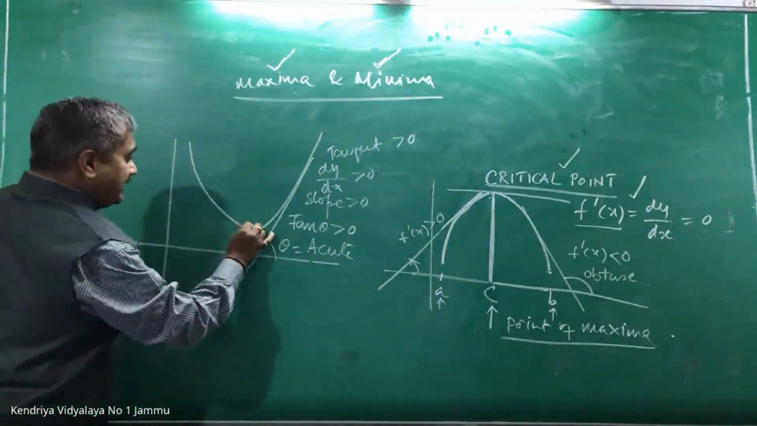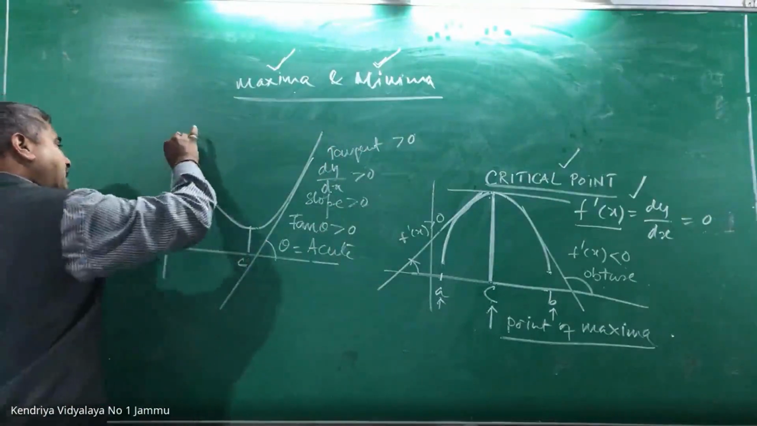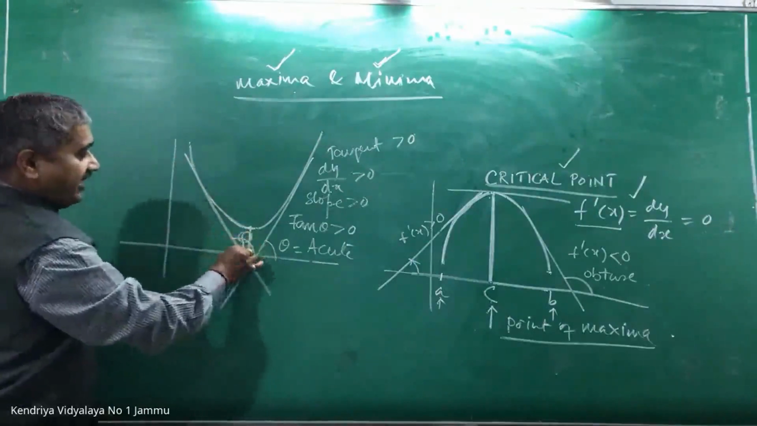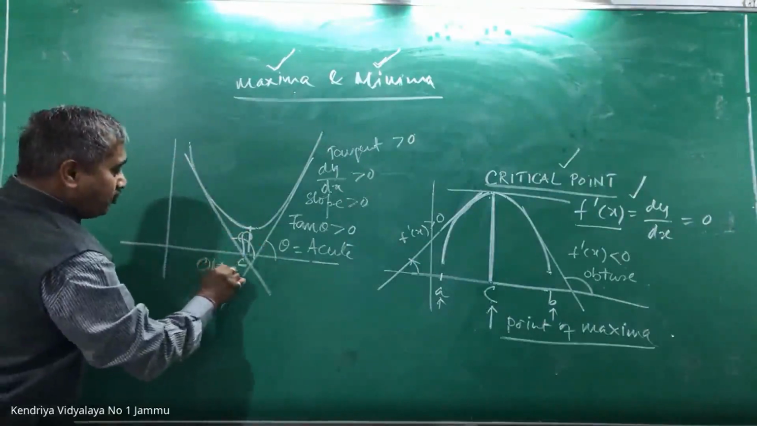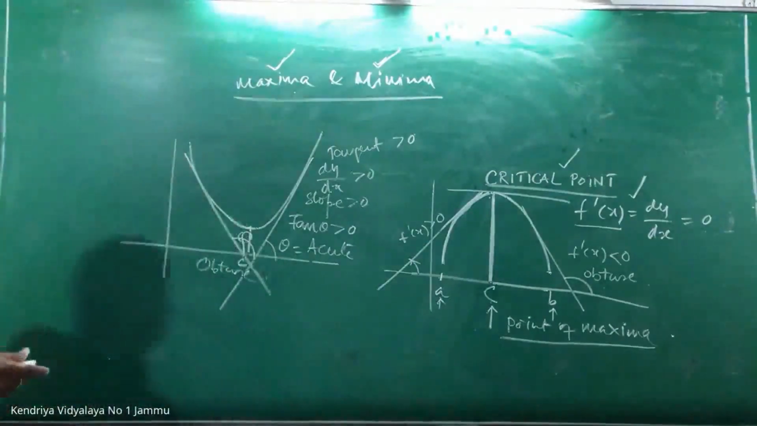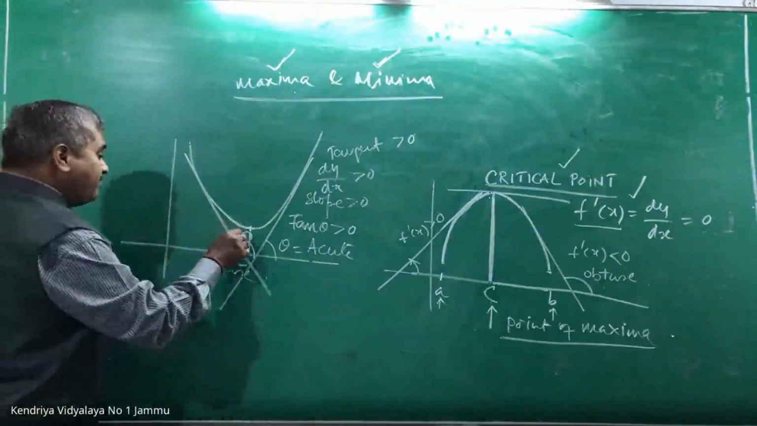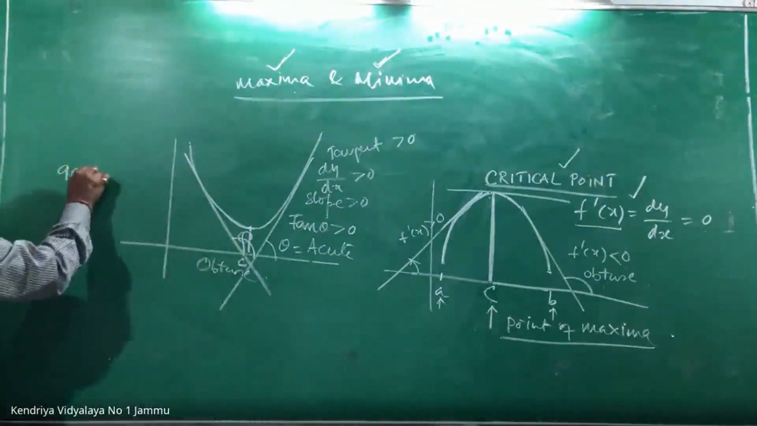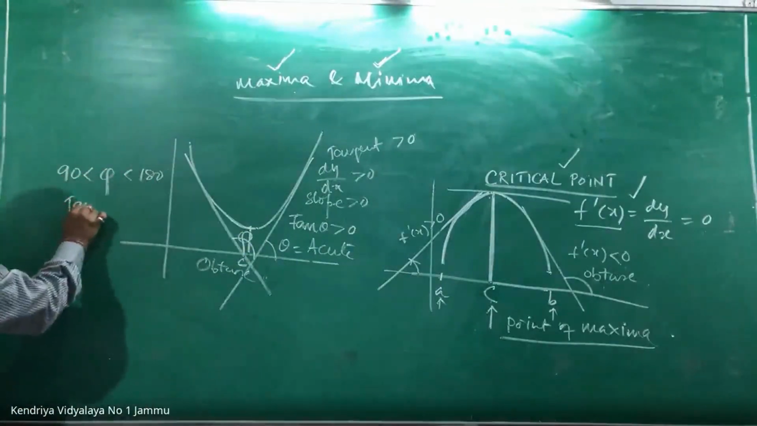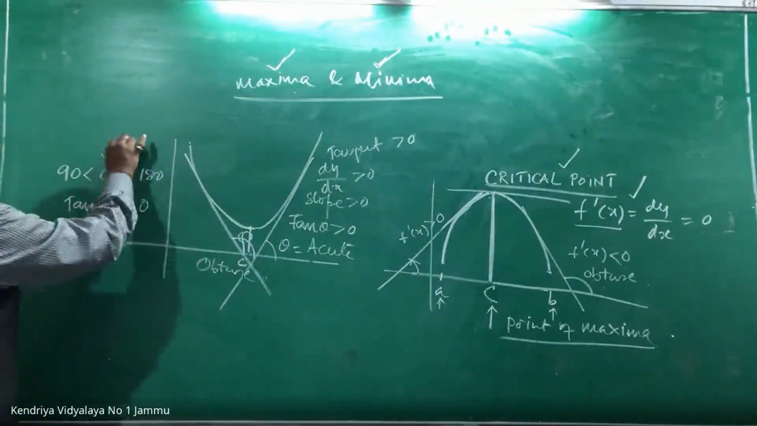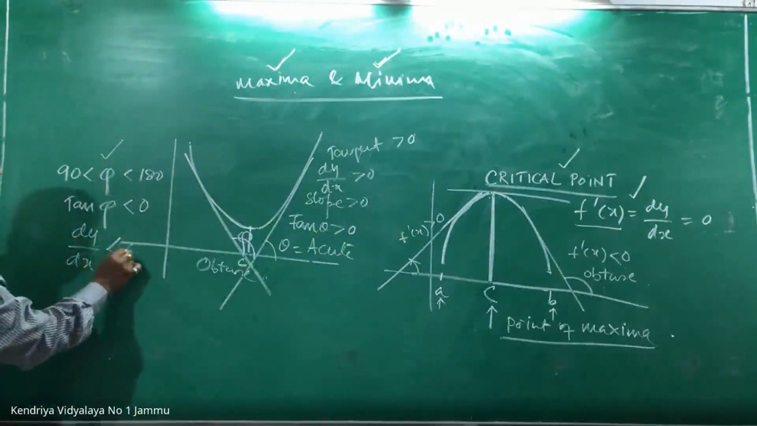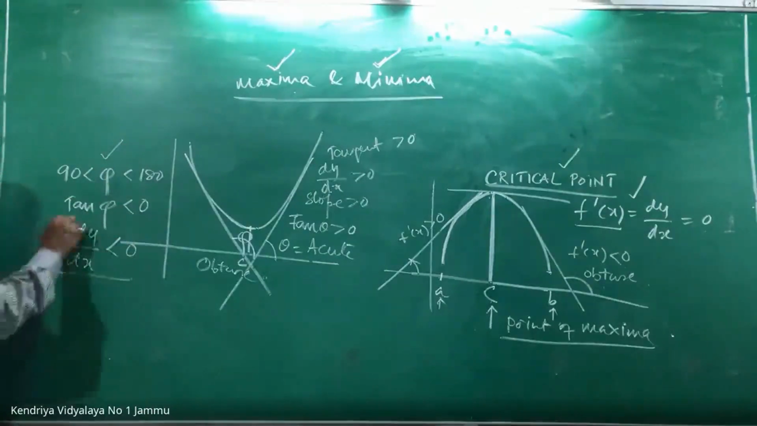Now here in this part, when you draw any tangent to the curve, it makes an angle phi, which is obtuse. Phi lies between 90 and 180 degrees. That means tan phi is less than 0. It is the second quadrant, where it is less than 0. That is, dy by dx is less than 0, which is the rule for a decreasing function.